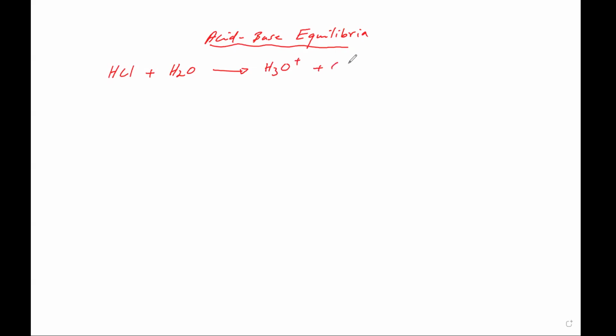Starting from the beginning, we said that if we have an acid, the MCQ questions can come where you have an acid like, for example, hydrochloric acid plus water, for example, then this will give us H3O positive plus chloride ion.